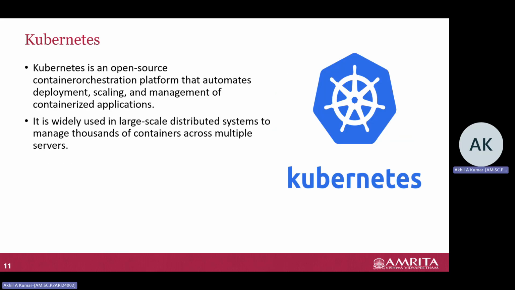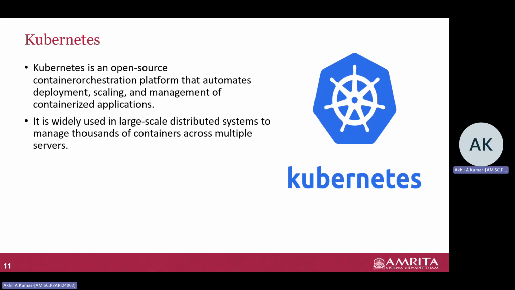Now the Kubernetes architecture. The Kubernetes architecture mainly consists of two components. The first is control plane, also known as the master node. The control plane includes components such as API server, scheduler, and control manager. These components manage the entire Kubernetes cluster. The second component is the worker node. Worker nodes run the actual containerized applications. So in simple terms, the control plane manages the cluster, whereas the worker nodes execute the workloads.